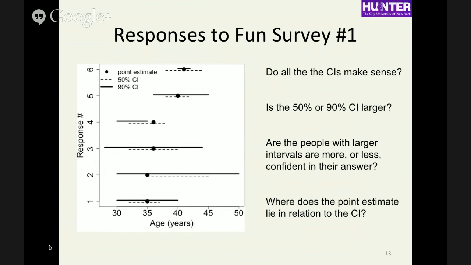Let's see. It's a nice thing about not having too many responses. We can look at each one of them. How about this one? Like the whole 20 years of 90% confidence interval. Yeah, covers all bases.